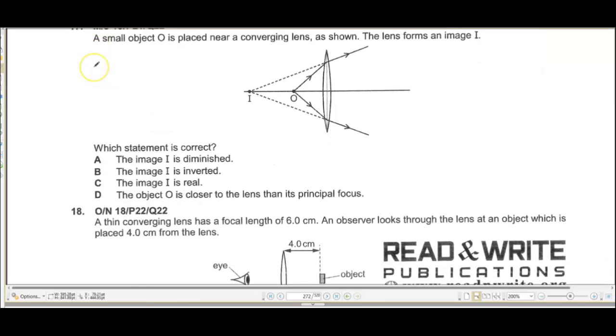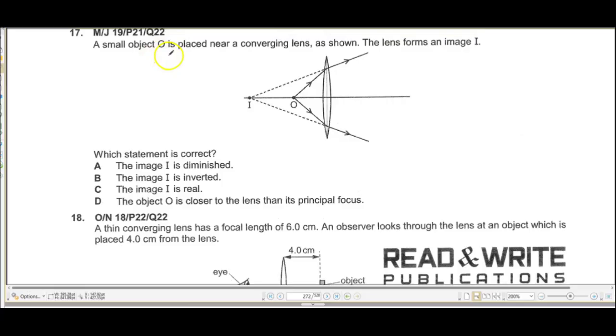Question number 17. A small object O is placed near a converging lens as shown. The lens forms an image I. Which statement is correct? Now they've told us that a small object is placed near a converging lens as shown. This is the object and the lens forms an image at I. So this is the same point and same size as that of the object. So I think the image formed is going to be enlarged, and it's going to be a virtual one. So let's go through the options.